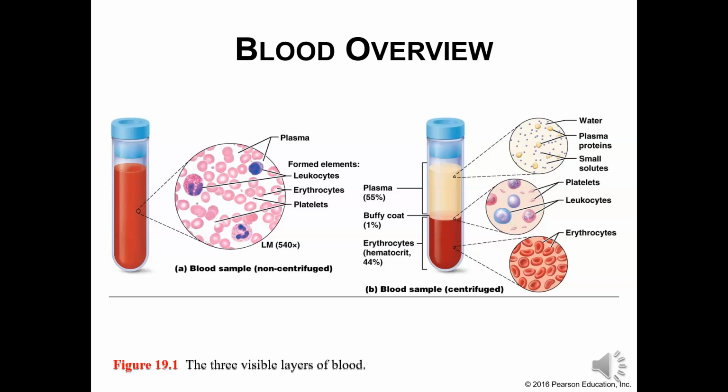So basically, this is a non-centrifuged blood sample on the left here. It's a uniform suspension, which is red in color because it's a heterogeneous mixture, but it looks red because of the predominance of the red blood cells. But after you centrifuge the blood sample with high-speed centrifuges, the blood will separate out into its three main components, which are your plasma, buffy coat, and then finally the erythrocytes.